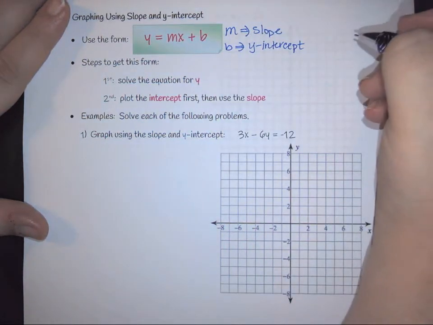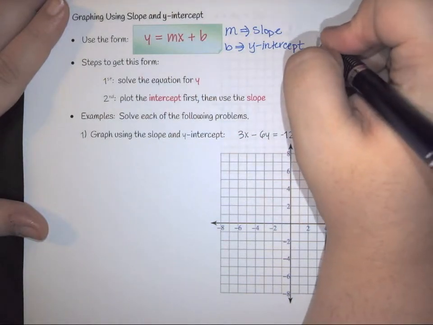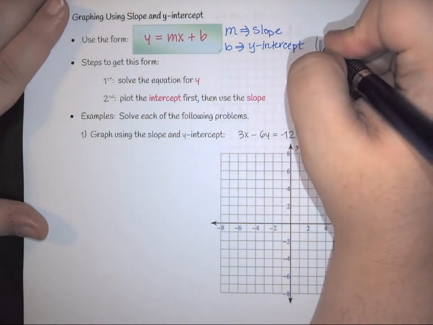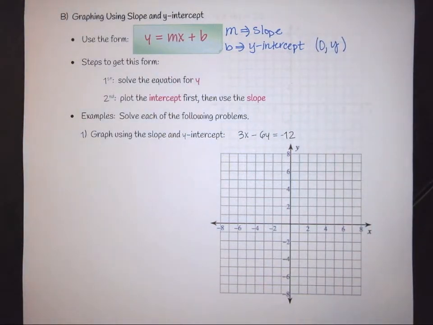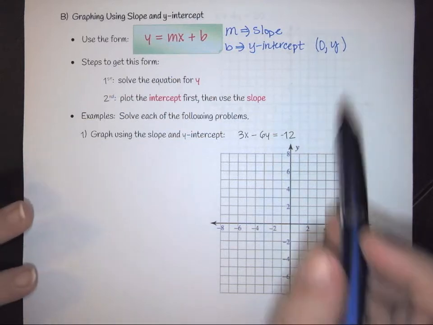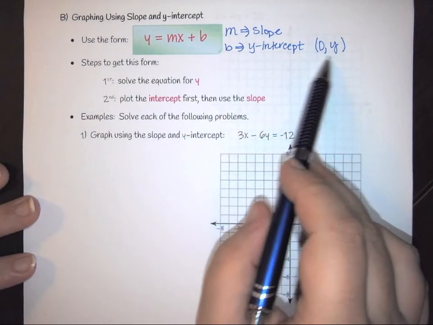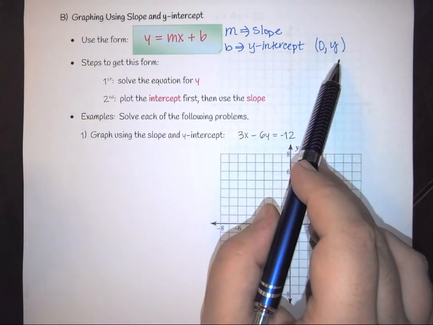Now, in order for something to actually be an intercept, it must be in the form (0, y). In other words, if you were to just simply write b equals 3, you would be incorrect. In order to properly identify an intercept point, you have to do just that. You have to identify the intercept point.